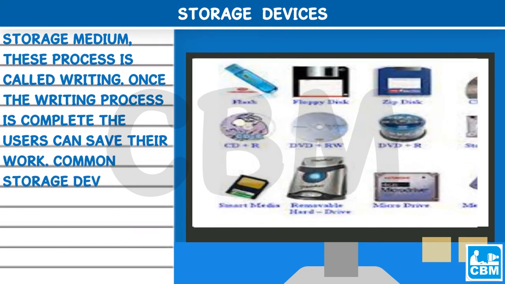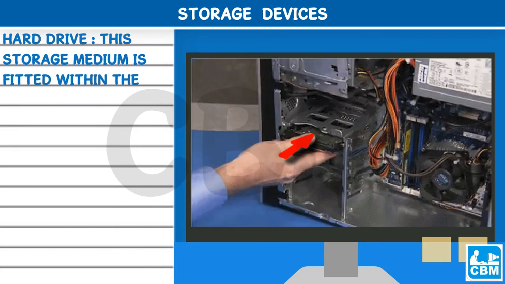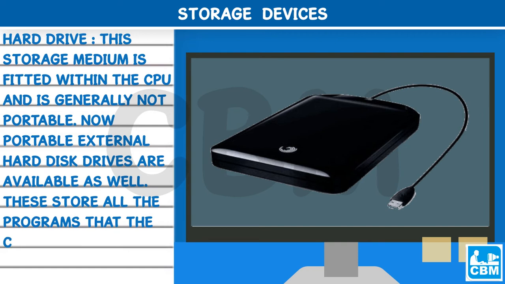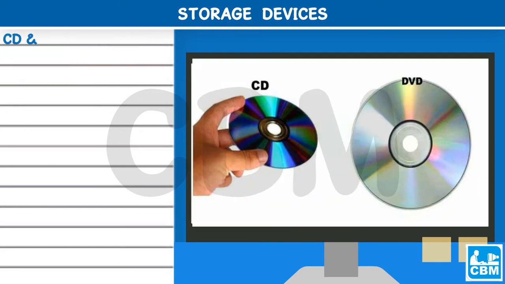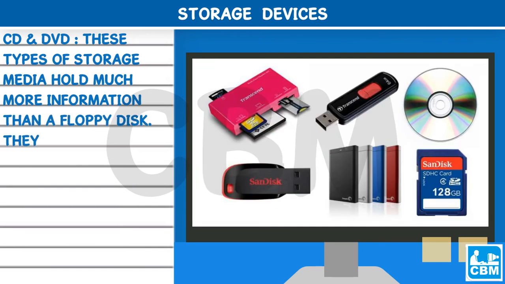Common storage devices are hard drive. This storage medium is fitted within the CPU and is generally not portable. Now portable external hard disk drives are available as well. These store all the programs that the computer needs to work. In addition, users store their data and information on the hard drive, CD and DVD. These types of storage media hold much more information than a floppy disk. They are also considered portable storage devices.